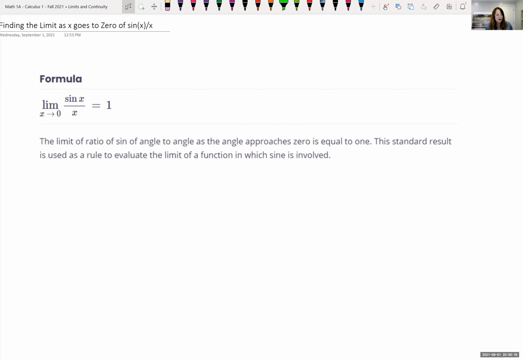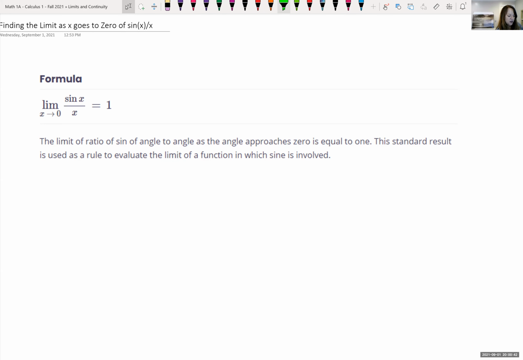So today we are going to look at limits that involve the limit as x goes to 0 of sine of x over x equals 1. We're going to use this fact to solve equations using limits and manipulating what we're taking the limit of to look like this so we can say that it's equal to 1.